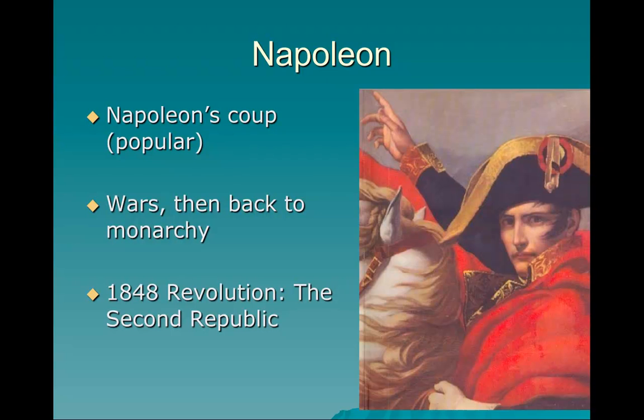So Napoleon launches his coup. It's popular, and then he decides he's going to export his revolution. And so he goes east and west with his army, and he's finally defeated by the Brits and goes into exile in 1815. What his decline means is that the monarchy comes back.